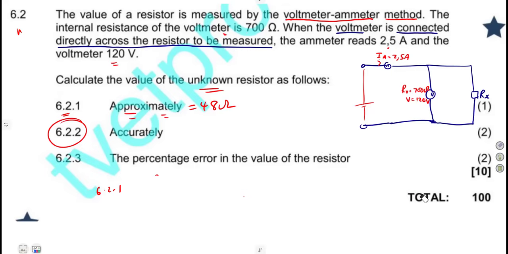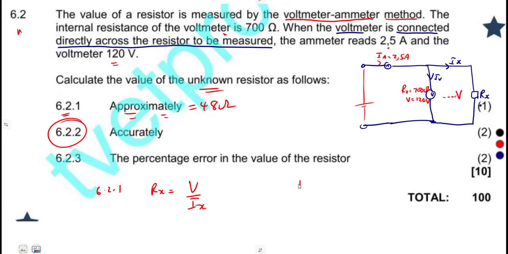Then accurately, that's where we involve our calculations. We need to find Rx properly. Remember this current is going to be IV and this is going to be IX here. So we can play around with our diagram. Rx is taken from this voltage, since the voltage is the same across in parallel, so Rx is V over IX.